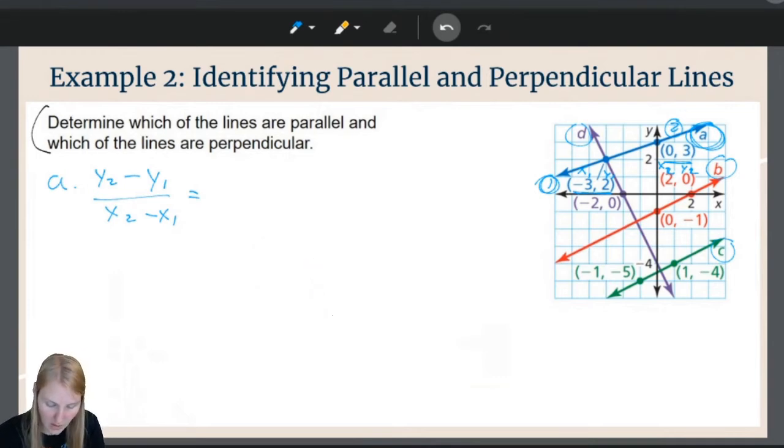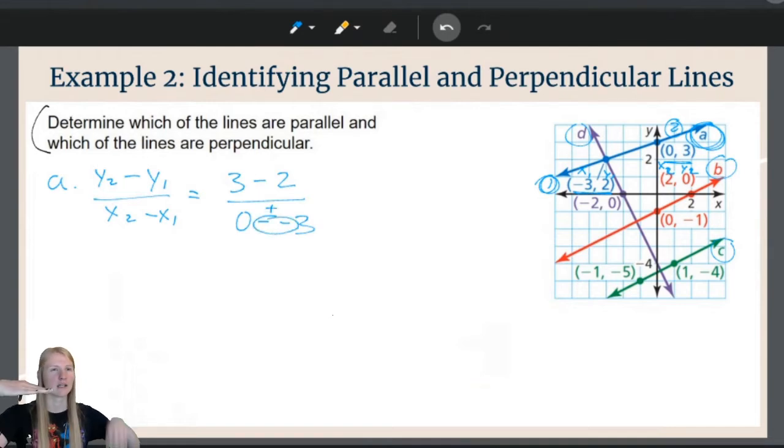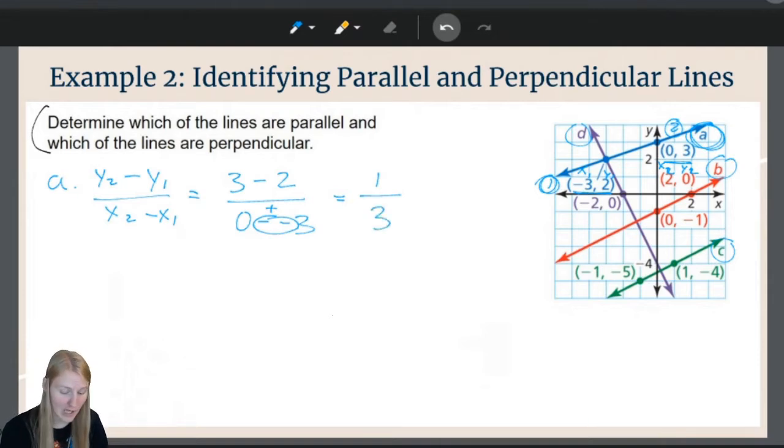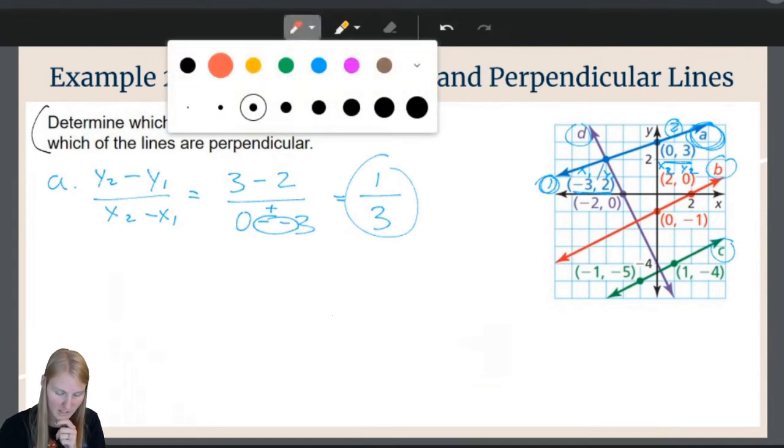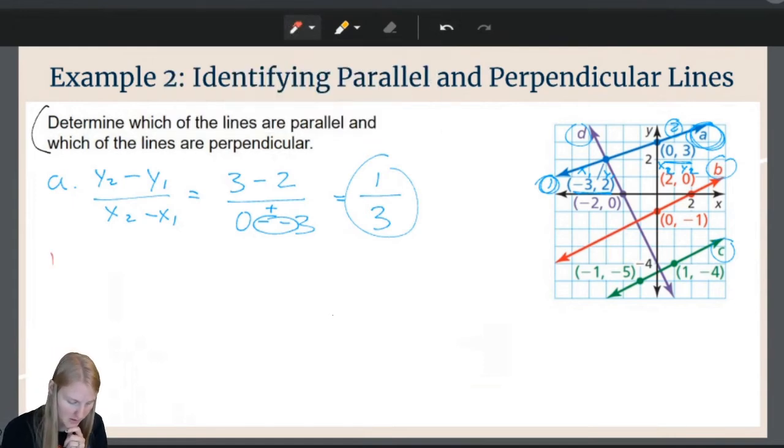Okay, so here we have y2 is 3 minus y1 is 2, and x2 is 0 minus x1 is negative 3. Remember that when I have minus a negative, those come together and become positive. So I have 3 minus 2 is 1 over 0 plus 3 is 3. So the slope of line A is 1/3. We're going to continue doing this for all the other lines.